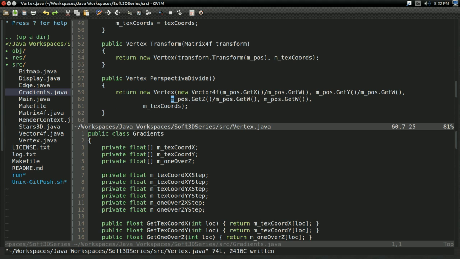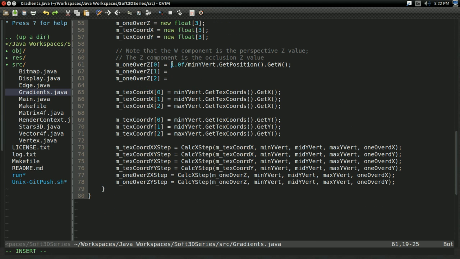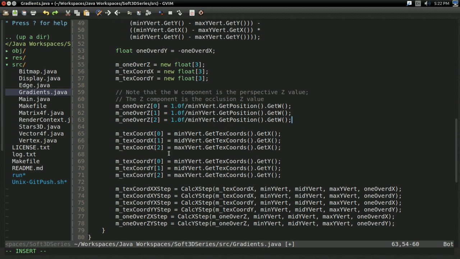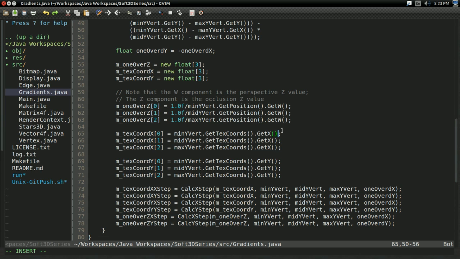Anyways, I'm going to go to gradients now. So we're going to do 1 over the w value. And we're going to do that same sort of thing, except with mid y vert and max y vert here. Now, to make things perspective correct, we're actually going to have to change how we're interpolating text coord x and text coord y. We're actually going to want to multiply all these values by 1 over z of the appropriate index. So effectively, we're doing a perspective divide on all the extra coordinates values.